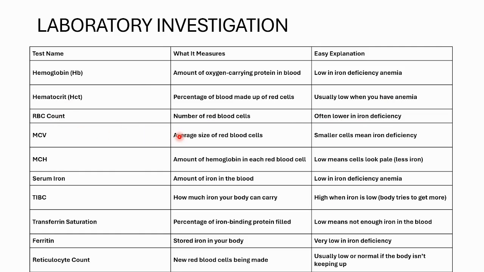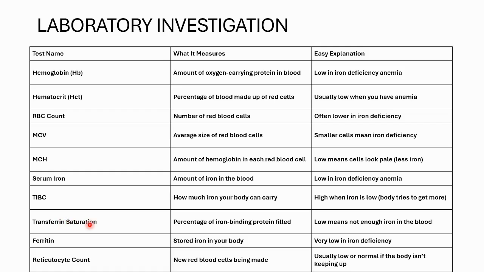MCV measures the average size of the red blood cell, and it is also usually less in iron deficiency anemia. Talking about the MCH, it is the amount of hemoglobin in each red blood cell. It is also lowered, and the serum iron, which is the amount of iron in the blood, is also low. And the total iron binding capacity, TIBC, stands for how much iron your body can carry. It is high when iron is low, as the body tries to get more iron.